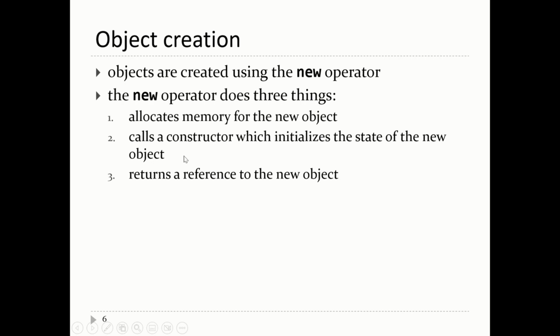It then calls something called a constructor. When the constructor runs, it initializes the state of the object. In other words, it fills in the fields belonging to that object. It sets them to some values. And then new returns a reference to the new object. So when you make a new array, new returns a reference to a new array. When you make a new object, new returns a reference to a new object.